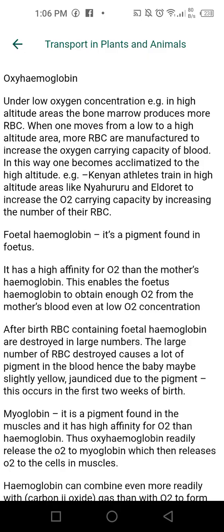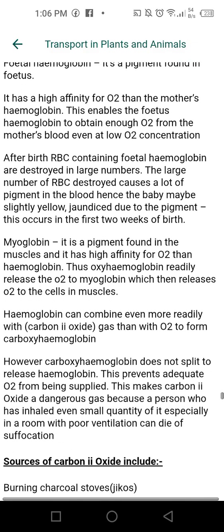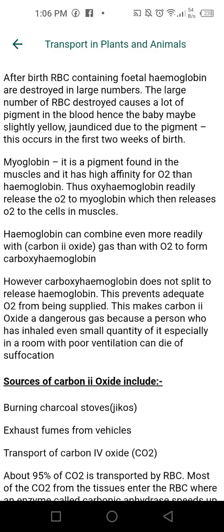Fetal hemoglobin. It's a pigment found in the fetus. It has a high affinity for O2 than the mother's hemoglobin. This enables the fetus hemoglobin to obtain enough O2 from the mother's blood even at low O2 concentration. After birth, RBC containing fetal hemoglobin are destroyed in large numbers. The large number of RBC destroyed causes a lot of pigment in the blood, hence the baby may be slightly yellow, jaundice, due to the pigment. This occurs in the first 2 weeks of birth.